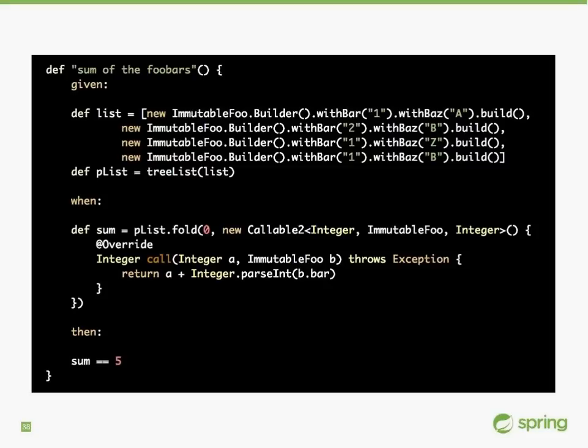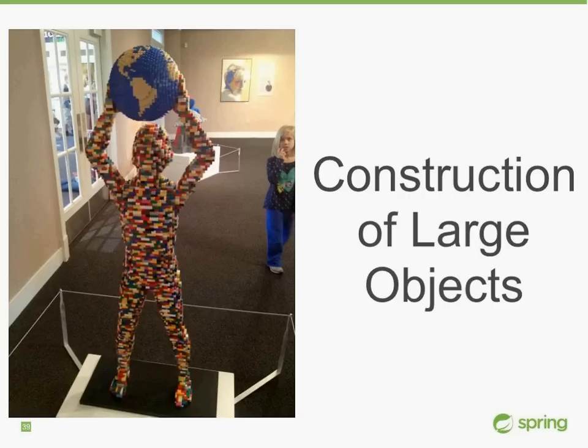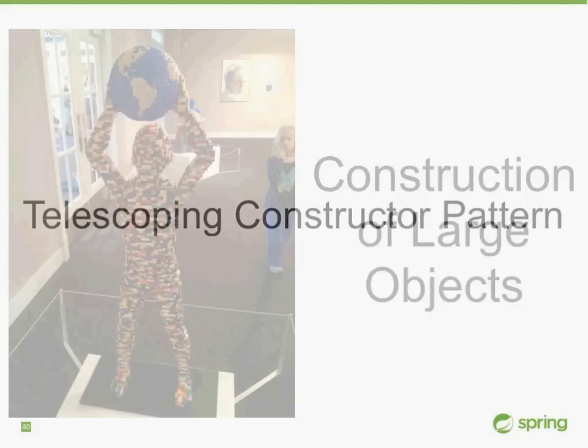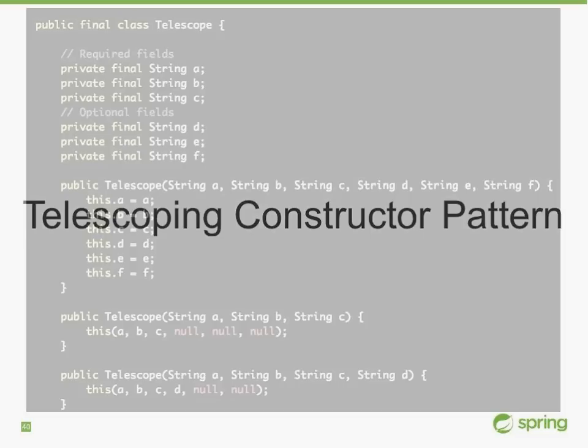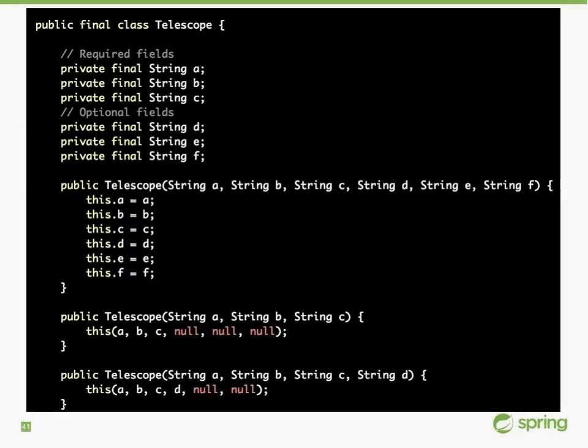So now let's move into the second big issue, and that is the construction of large objects. There's actually a pattern that is called out in Effective Java called the telescoping constructor pattern. And that pattern is best illustrated with this class, Telescope. So we have here another immutable class. That immutable class happens to have 3 required fields, A, B, and C. It also has 3 optional fields, D, E, and F. And so we think of this as a telescope that's fully expanded.